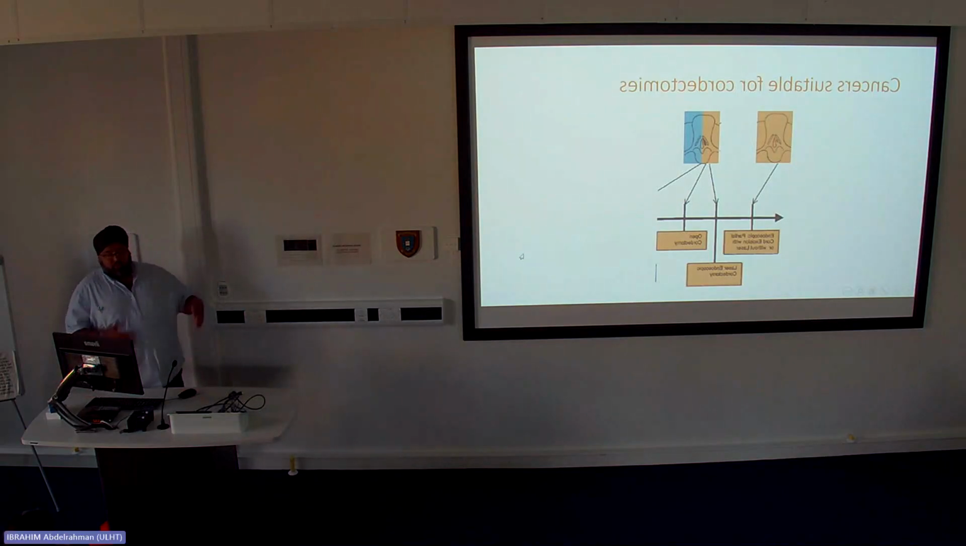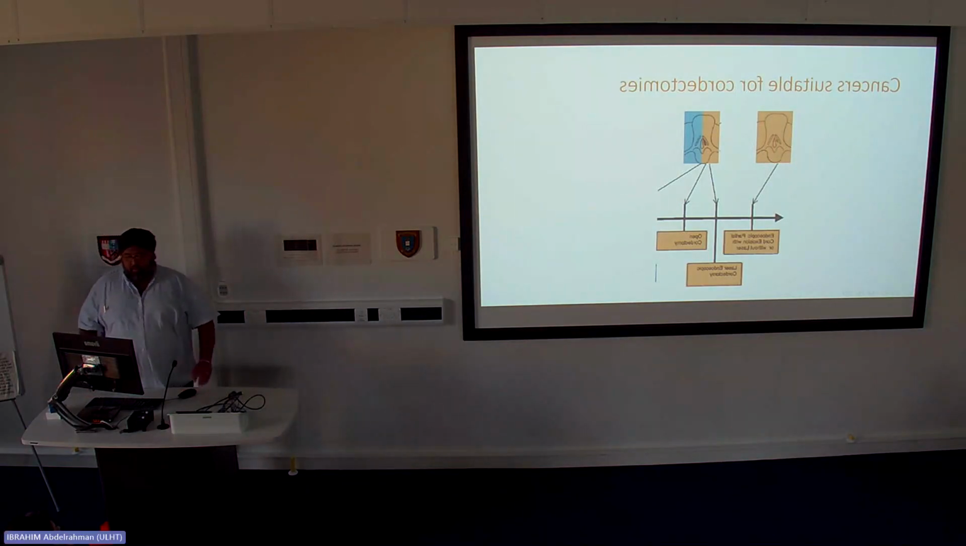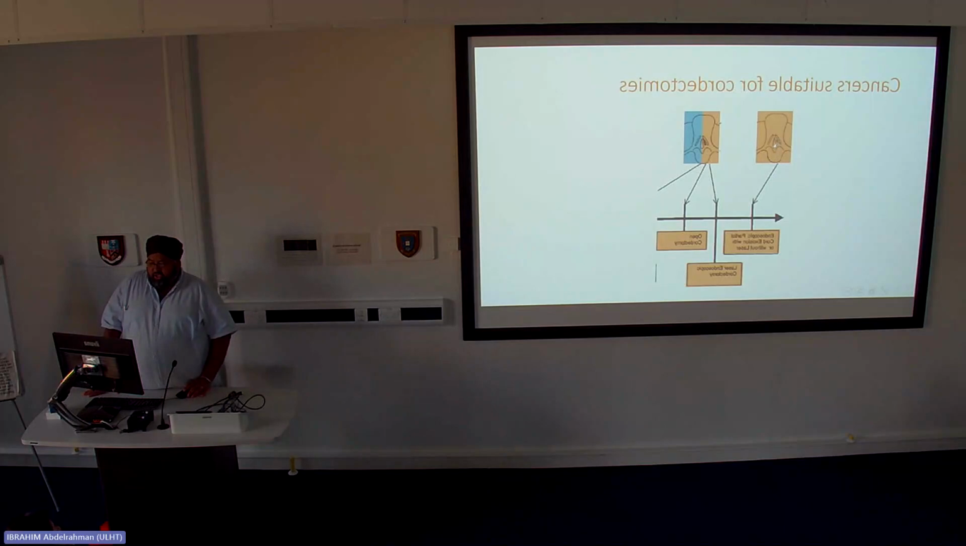So what's suitable for a cordectomy? If you've got a lesion just here on a cord, you can definitely do that with a laser, because that'll be type 1 or type 2. Anything like here, where there's cancer on one side and it's not crossing over to the other side, you could do a laser, or you could do an open cordectomy.